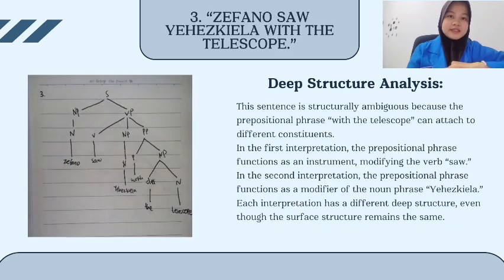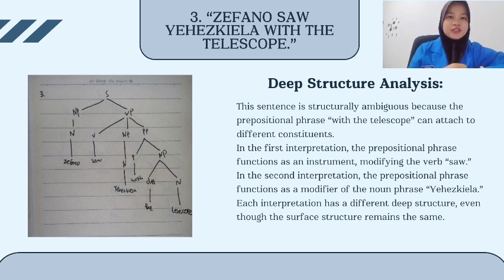The third sentence, Zephano saw Yehezkiah with the telescope. This sentence is very interesting because it is structurally ambiguous. This ambiguity arises because the prepositional phrase with the telescope can attach to different constituents. There are two interpretations. First interpretation, the prepositional phrase functions as an instrument modifying the verb saw. This means Zephano used the telescope to see Yehezkiah.